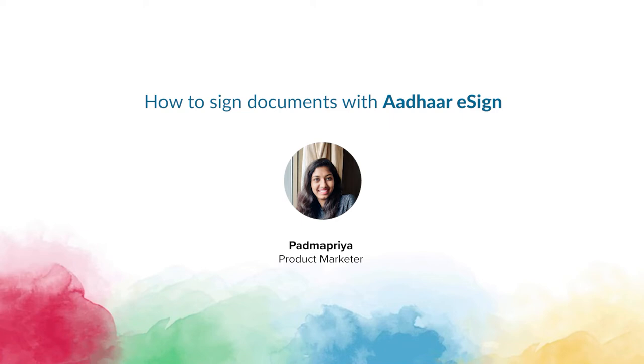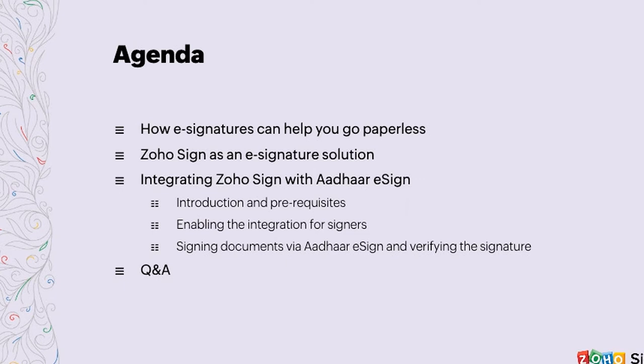Now let's get started and see what we have on the agenda for today's session. First, I'll be speaking about how e-signatures can help you go paperless, and then we'll show you how Zoho Sign is the perfect e-signature solution for your business. Then we'll come to the main part of this session, integrating Zoho Sign with Aadhaar eSign. We'll discuss what Aadhaar eSign is, how you can enable it for your signers, and also how to use Aadhaar eSign to sign documents and verify the signature. At the end of the session, we'll have an interactive Q&A.